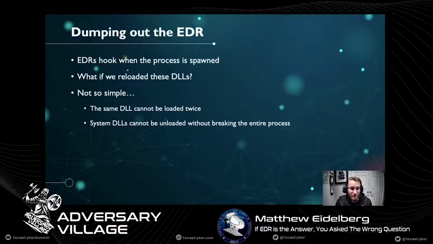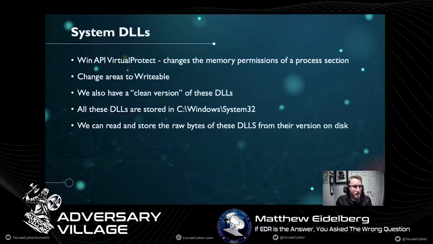The first thing is that when you load a DLL, you can't load it twice into a process. That causes a huge amount of instability because then the process doesn't know which one to use. You also can't unload system DLLs without causing the process to crash. So that presents this problem: we can't unload it, and we can't load two and then drop the other one. So how can we do this?